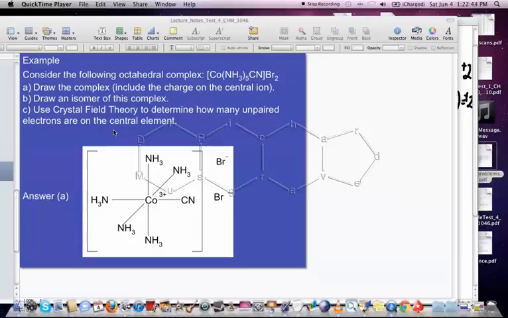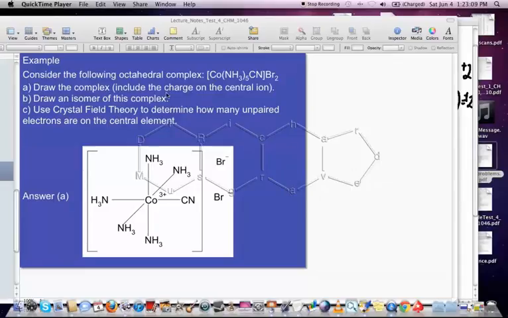I'd like to look at a couple of examples of coordination compounds, and there are three questions that I'm going to ask you about coordination compounds when you see these on the test. First one is to draw the complex and include the charge on the central ion, draw an isomer of the complex, and then use crystal field theory to determine how many unpaired electrons there are. That's when we apply the D splitting stuff that we've already talked about.